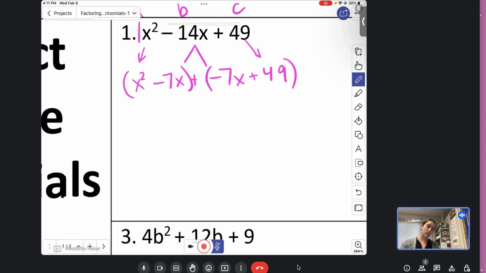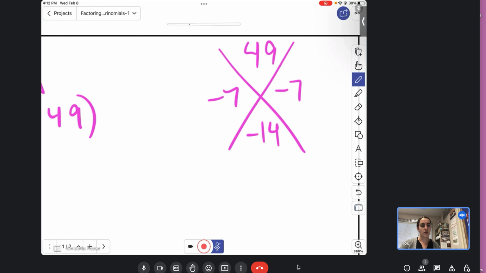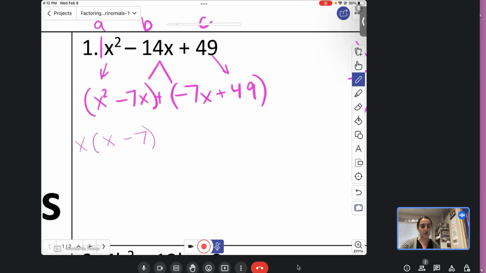All right, just like normal from here, we're trying to find a GCF for the first binomial and for the second binomial. I notice the first binomial has x's in common, so I'm going to factor out an x. So I should be left with x minus 7. And then over here, I see a 7 and a 49. Well, I know 7 goes into 49. I just did that in my x factor.